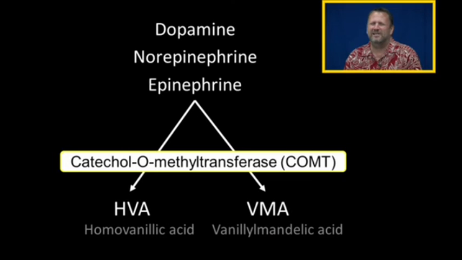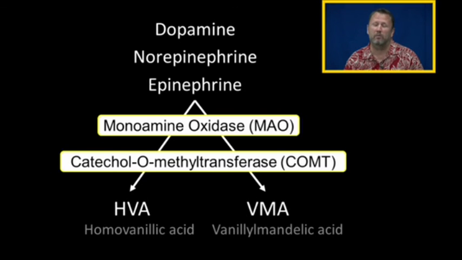Catechol-O-methyltransferase, COMT, is also an important enzyme in the breakdown of dopamine, norepinephrine, and epinephrine. The point I wanted to make is that dopamine, norepinephrine, and epinephrine are broken down by monoamine oxidase and catechol-O-methyltransferase, and the end products are HVA and VMA.